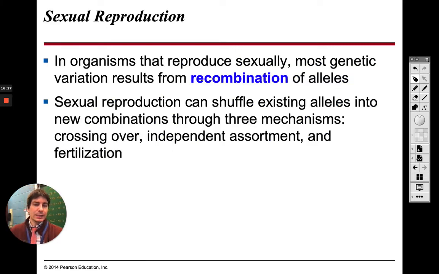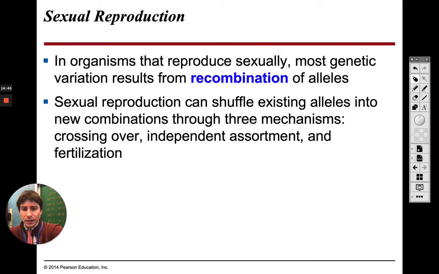All right. Sexual reproduction. So we talked about recombination in the past. Now, when we have sexual reproduction, this actually can increase our genetic variation in a population because we have a recombination of our genes.